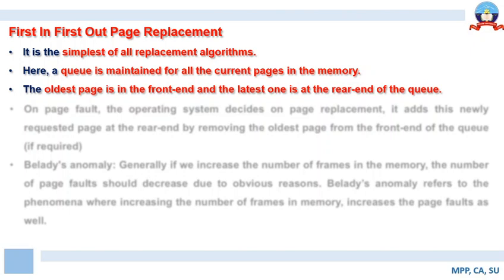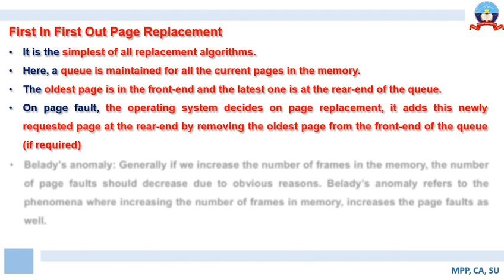This is in order to facilitate easy release and prolonged use of pages respectively. So older pages are placed at the front end of the queue for facilitating easy release, whereas the latest ones are placed at the rear of the queue in order to facilitate prolonged use.